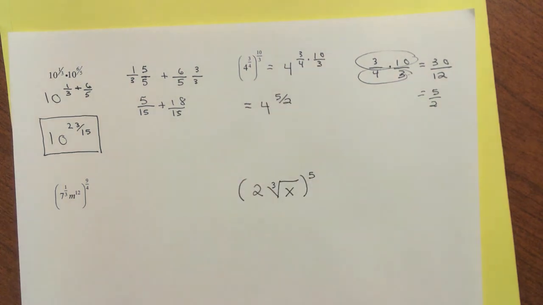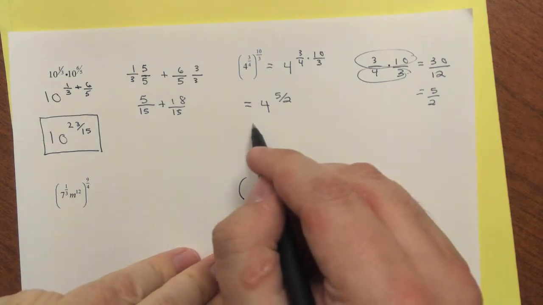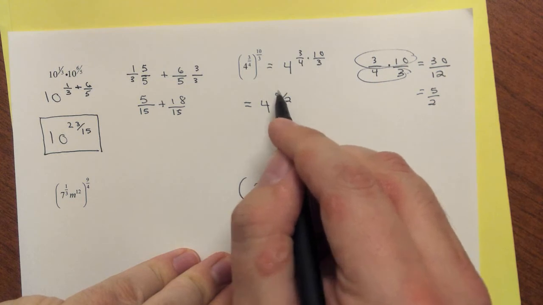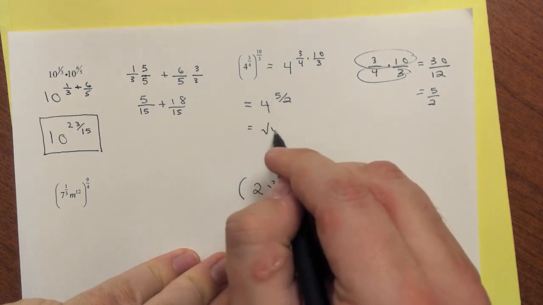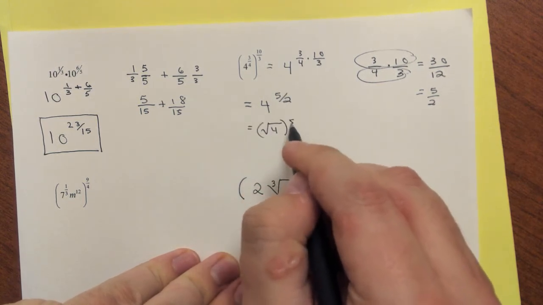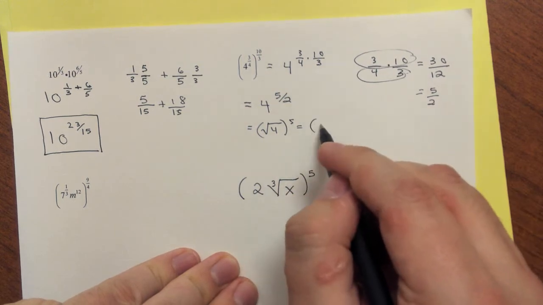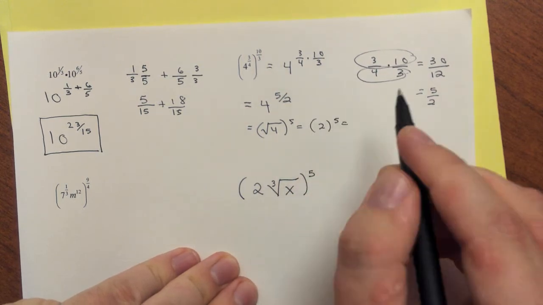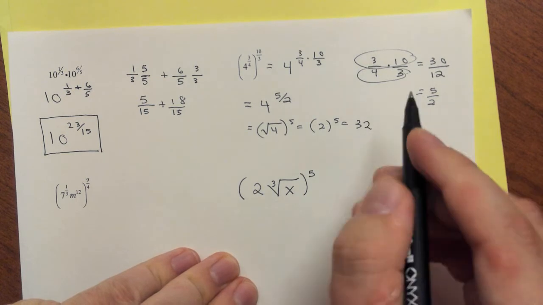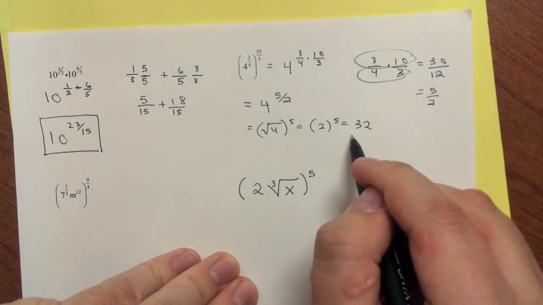Now be careful here. That's most of the work on this problem, but keeping with the idea that we should always make our answers as simple as possible, 4 to the 5 halves can actually be evaluated, because this means the square root of 4 raised to the 5th. What's the square root of 4? 2. What's 2 to the 5th? You can work it out, or you might remember because this has probably been seen a couple times. It's 32.